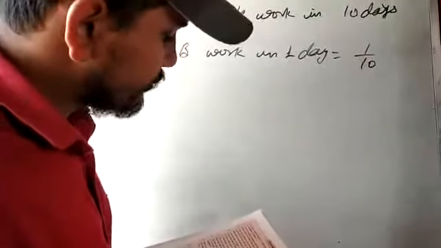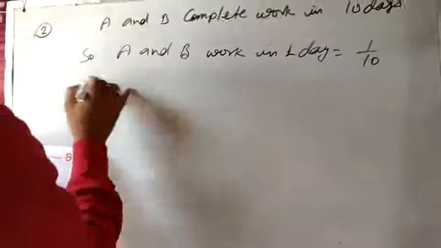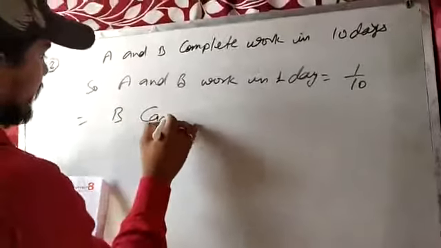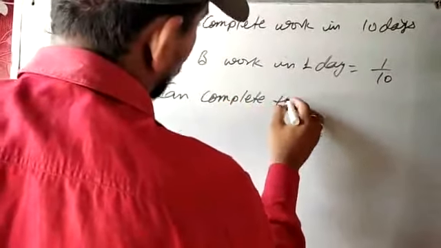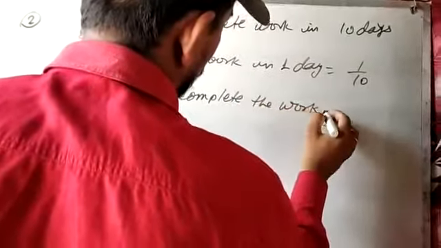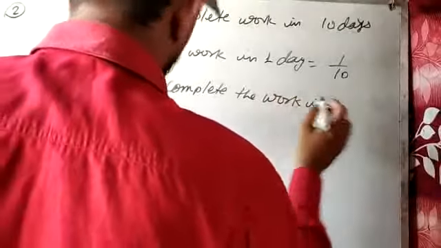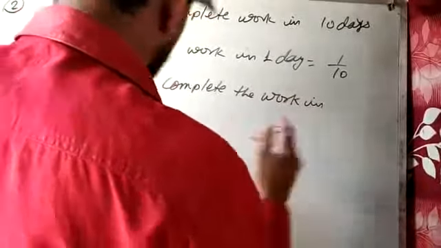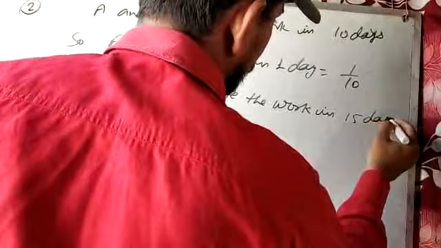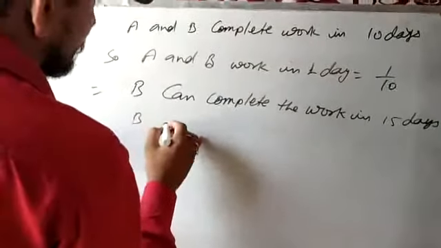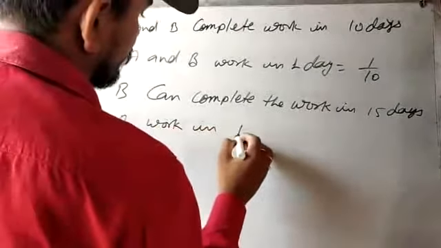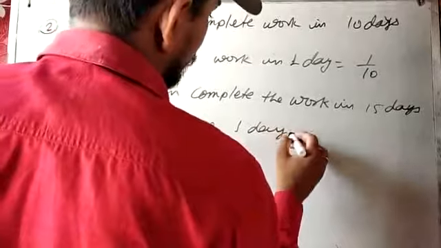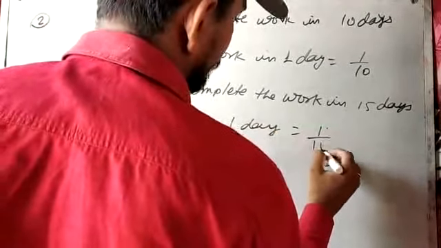B alone can do the same work in 15 days. B can complete the work in 15 days. So B's work in 1 day is equal to 1 by 15.